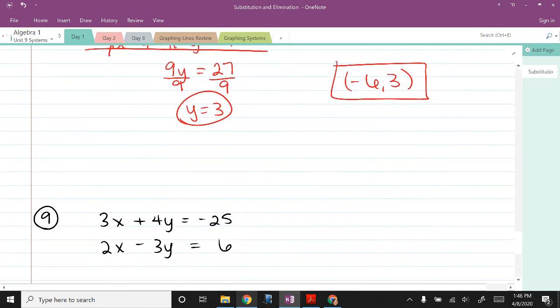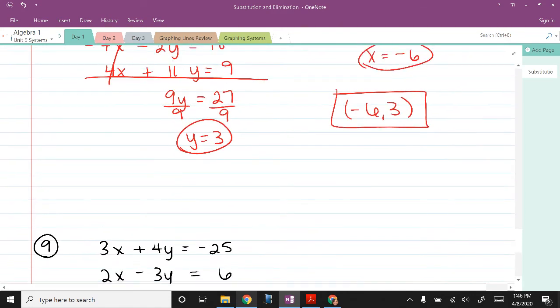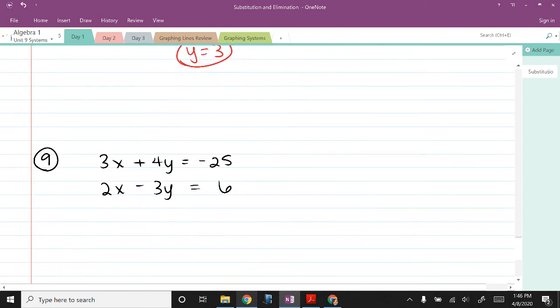Okay, I think these last two are my most complicated, because there's not an easy fix to get a variable to cancel out here, unfortunately. So if you notice, my x's are not even the same, or I can't just multiply, like 2 doesn't go into 3. And same thing with my y, 3 doesn't go into 4. So that means I'm going to have to multiply both rows by something to get my variables to cancel out.